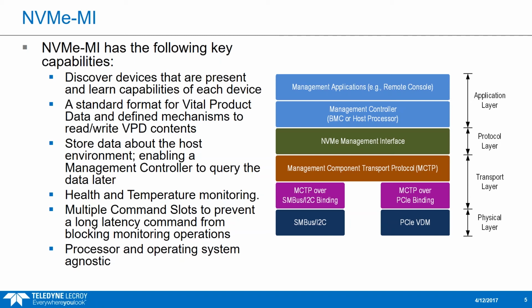So other things that the management interface has defined are a standard format for the vital product data, or VPD, and also mechanisms to read and write this data. This is data that can be read from a device by a baseboard management controller in order to be able to determine the status, the health monitoring, for example, of a device. It can also store data about the environment, enabling the management controller to figure out the status later. So independent of the PCI Express links to the devices, the baseboard management controller can know exactly what the status of the system is. An example here, health and temperature monitoring. So if a drive fails in a system, then we can identify it even if the system crashes or if the PCI Express link is broken.